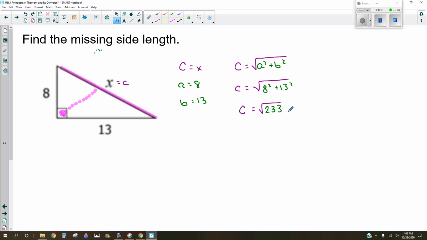We're going to leave it. Okay? I don't want a decimal. I want this. This is my answer. So that's all we're doing. We find C, A, B, figure out what I'm missing, and then use the proper formula. Let's try another example.